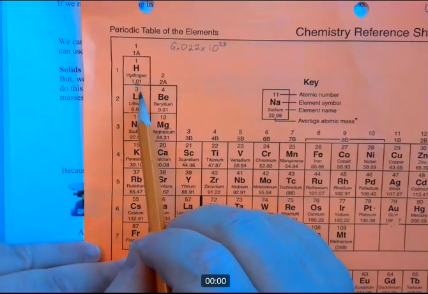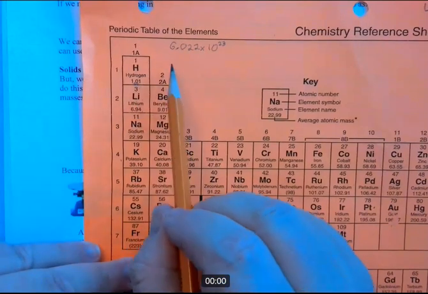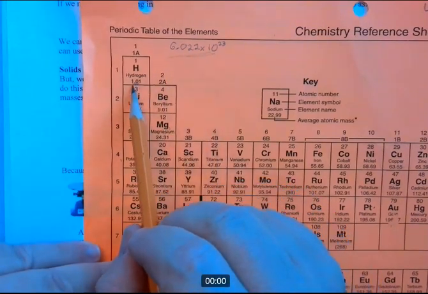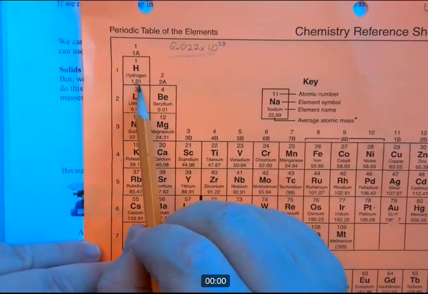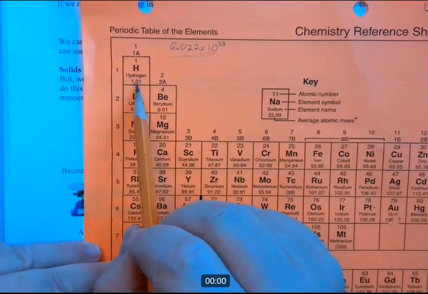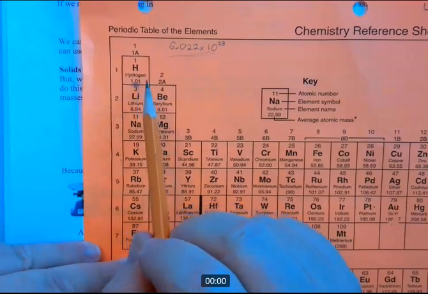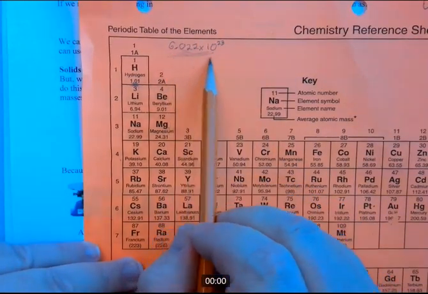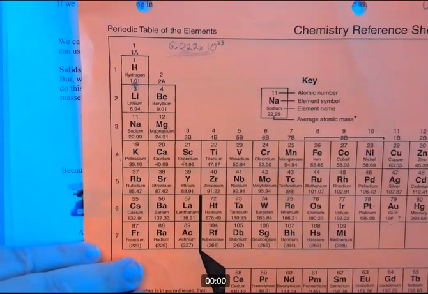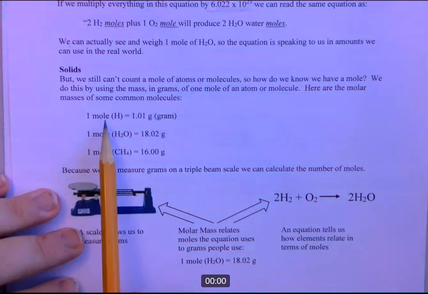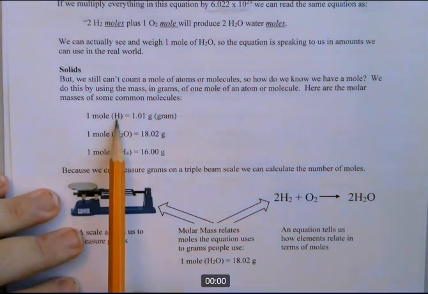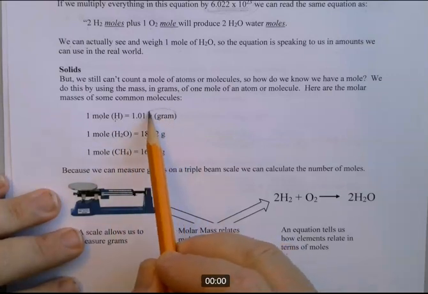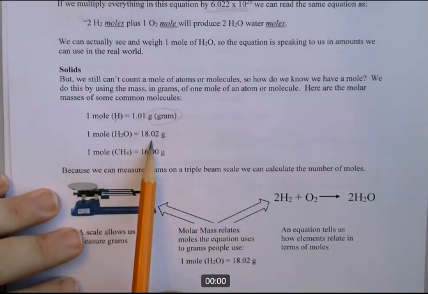And grams is something that we can measure on a scale in a laboratory. So only that number will convert 1.01 atomic mass units to the exact same number of grams, which is 1.01. That's why this number is the particular number that they chose. It's a really big number, and it's the only really big number that converts from AMU to grams and gives you the same number. So 1 mole of hydrogen, that's 6.022 times 10 to the 23rd hydrogen atoms, is 1.01 grams. 1 mole of H2O is 18.02.